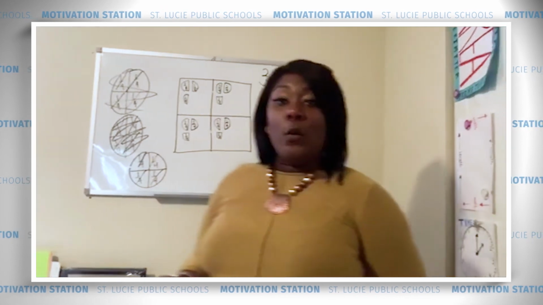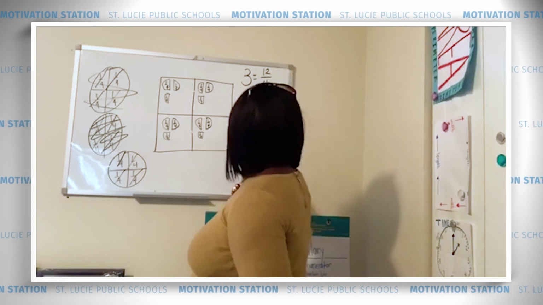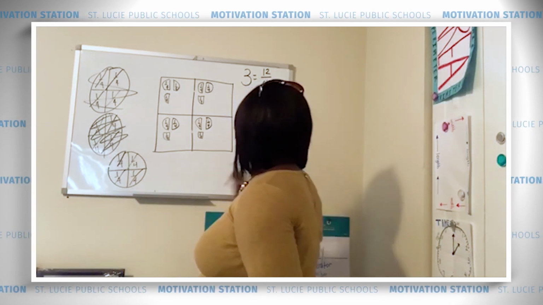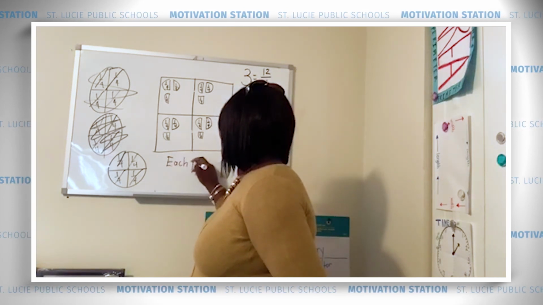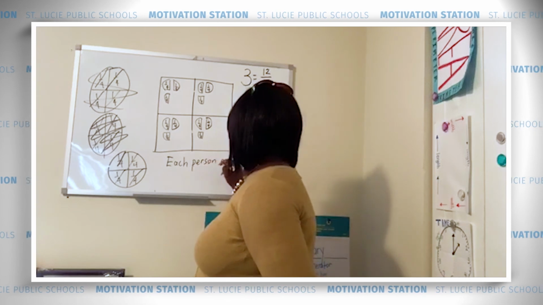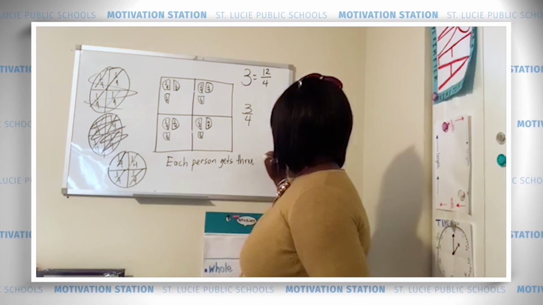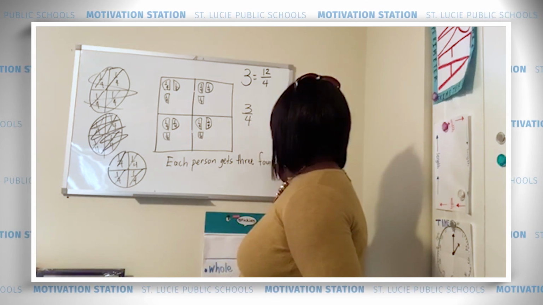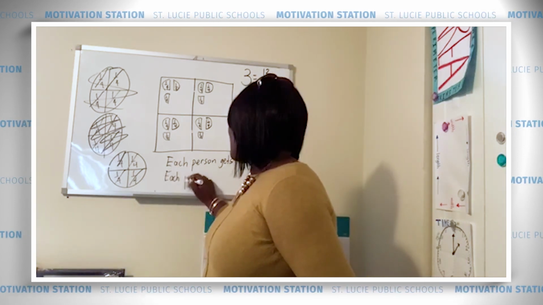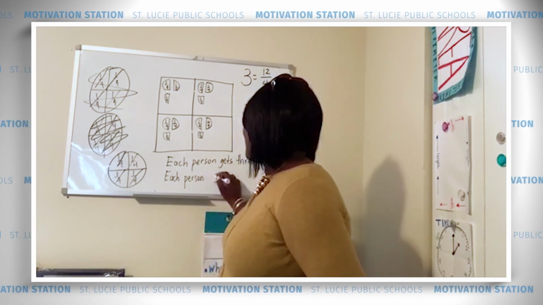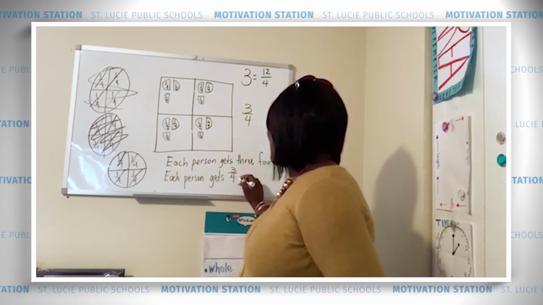So how many fourths did each person get? Three fourths. Each person gets three fourths.